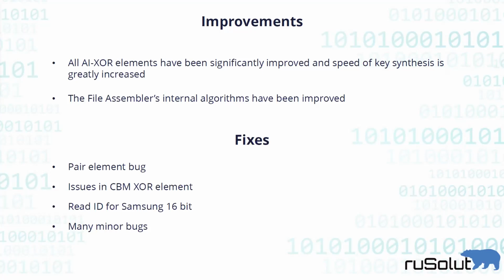Next thing is file assembler, and here we slightly fixed the internal algorithm. In some of the cases, a basic scan was taking a little bit longer time. So now in this version, you won't have any problems with basic scan. It now works faster.